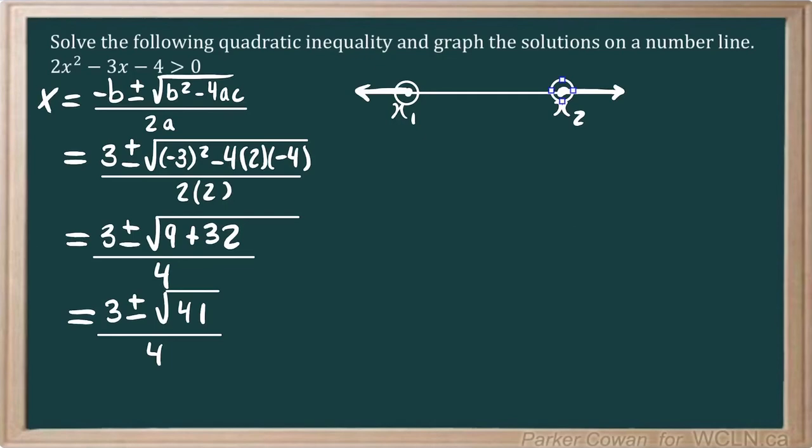And just for clarity's sake, I guess I can write those out now. And we're going to have 3 minus root 41 over 4 here, and 3 plus root 41 over 4 here. Okay, so that's the solution for this problem.